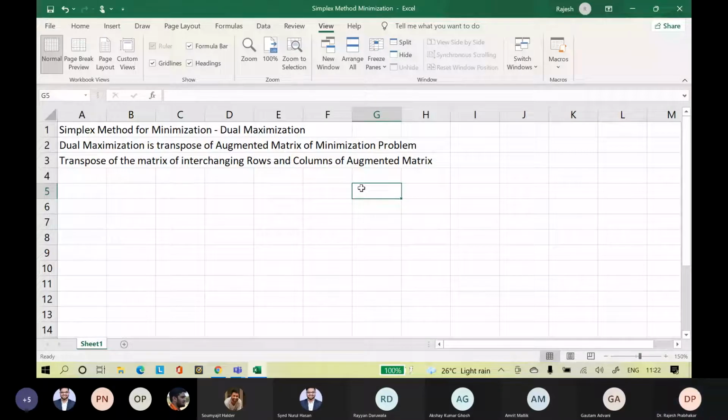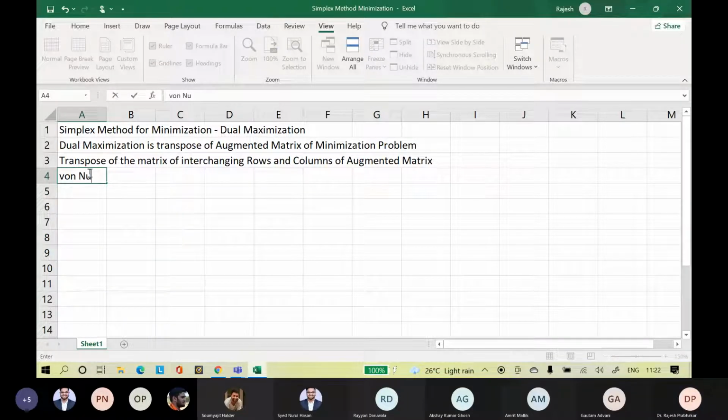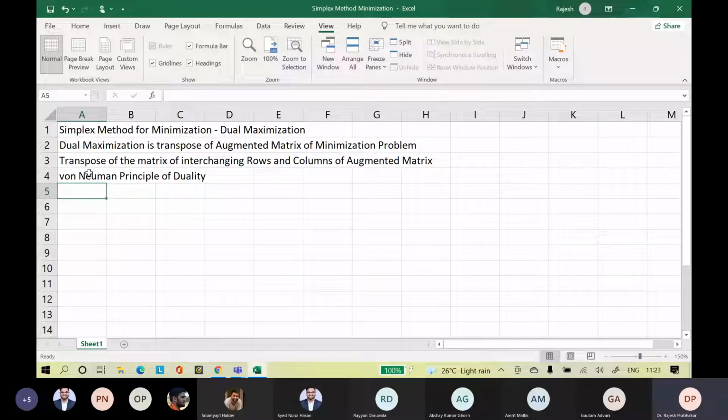So the von Neumann duality principle is what generally is used. So the von Neumann principle or principle of duality is used. So simplex method for minimization is nothing but a dual maximization problem.